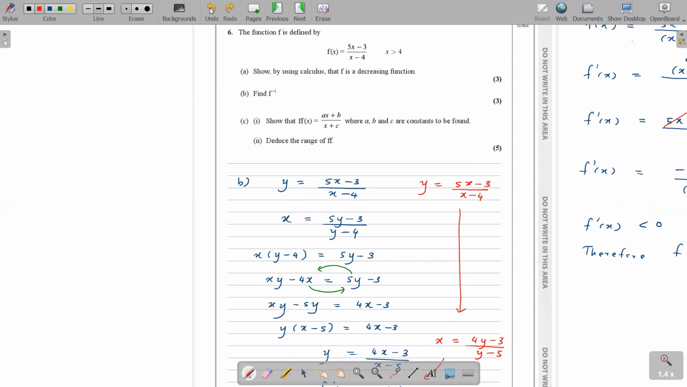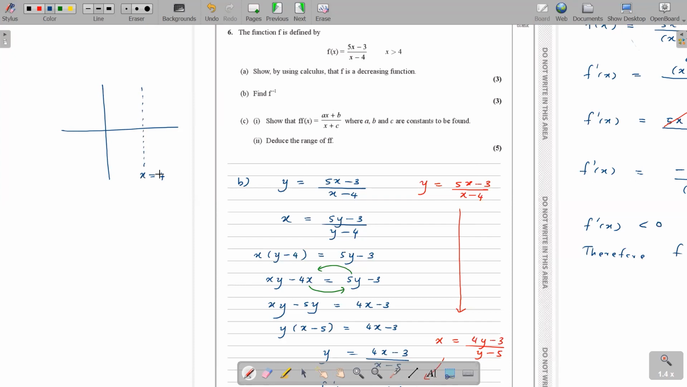Basically, we already have y in terms of x, right? Looking at this, an asymptote is a place where we get math error. So when do we get math error in a fraction? When the denominator becomes 0. So what x value makes the denominator 0? 4. So in your quick sketch, x equals 4 is one asymptote.